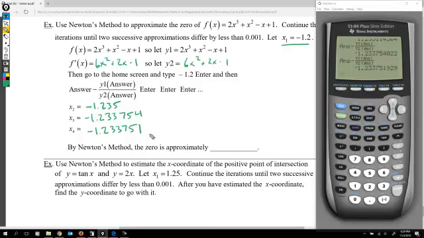What we found by Newton's method is that the 0 is approximately negative 1.233751. It's not exact, but it's pretty close. It's good enough, we decided. We decided that if my approximation got to less than 1/1000th of a difference each time I did an iteration, that was pretty good. So this is my approximation of the 0.